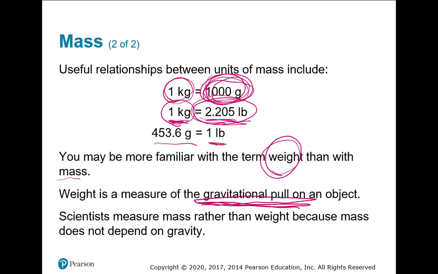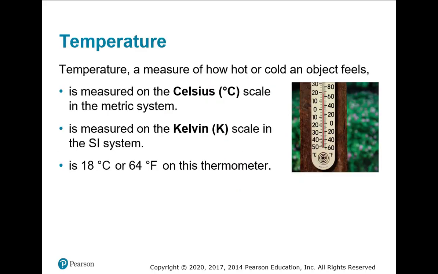If you were to measure your weight on Earth and then your weight on the moon, it would be drastically different. So scientists measure mass rather than weight because mass is not dependent on gravity. Looking at the temperature of something, the temperature is a measure of how hot or cold an object feels. We measure that on the Celsius scale in the metric system, which we then can convert into the Kelvin scale. 18 degrees Celsius, 64 degrees Fahrenheit.